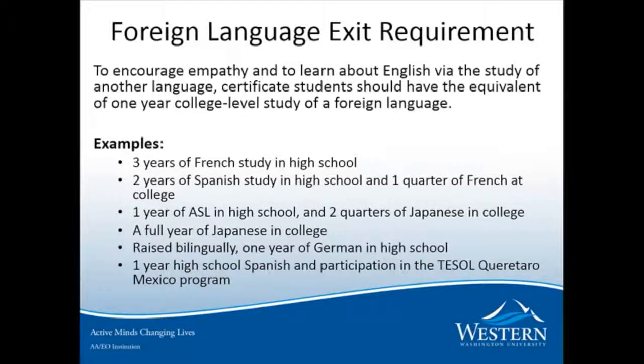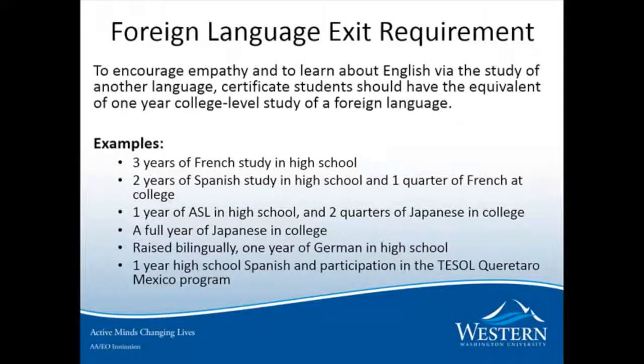ASL is considered a foreign language. So you could have a combination of ASL in high school, 2 quarters of Japanese in college, and that would meet our requirement. Of course, a full year of study of any language at college level will count.